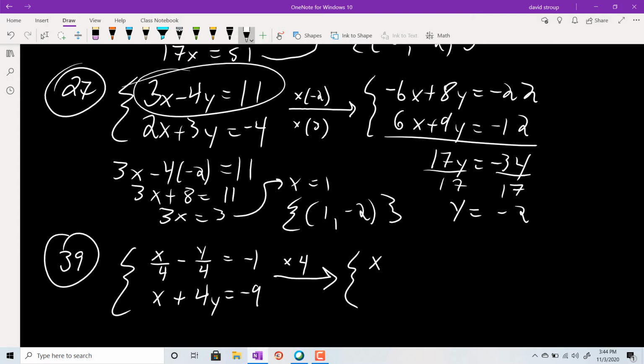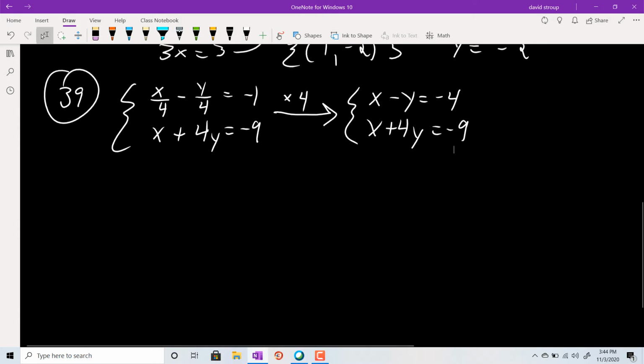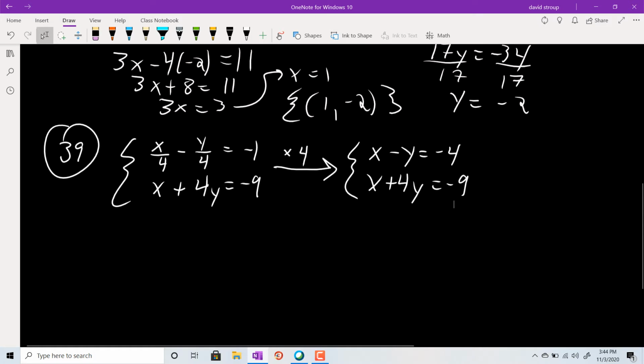Okay. So I end up with x minus y equals negative 4. In my other equation, x plus 4y equals negative 9. You can do that. That's legal. You can multiply by any non-zero constant and it doesn't change anything. It's still the same line.